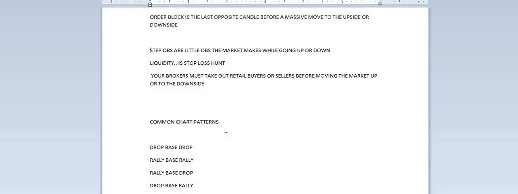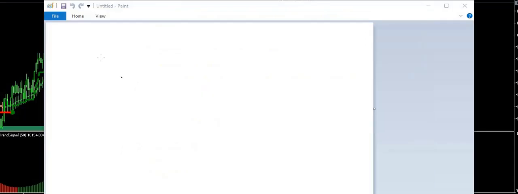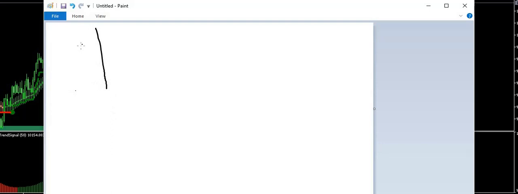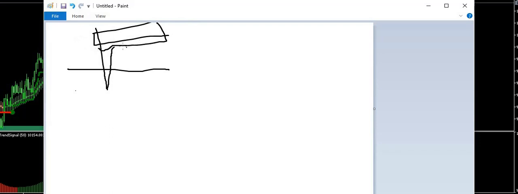So let's go to our chart. Let me just show you what this actually entails. For drop base drop, we should have something like this: the market will drop, and when the market drops, it will take out structure. Let me assume the structure was somewhere here. The market will take out the structure, then the market will base. The market will go back to mitigate a supply zone or our order block or something. Then the market will drop.